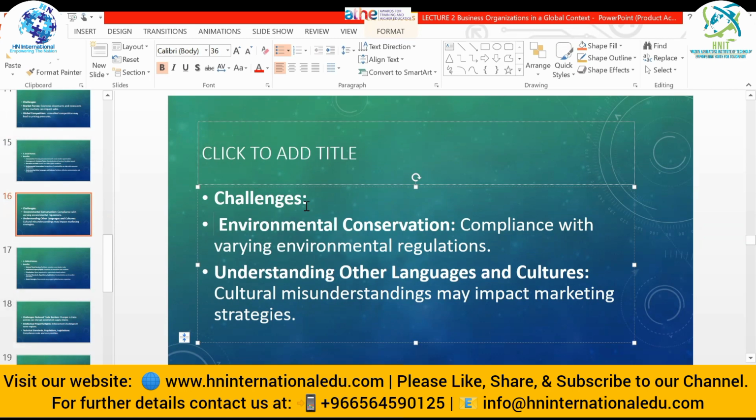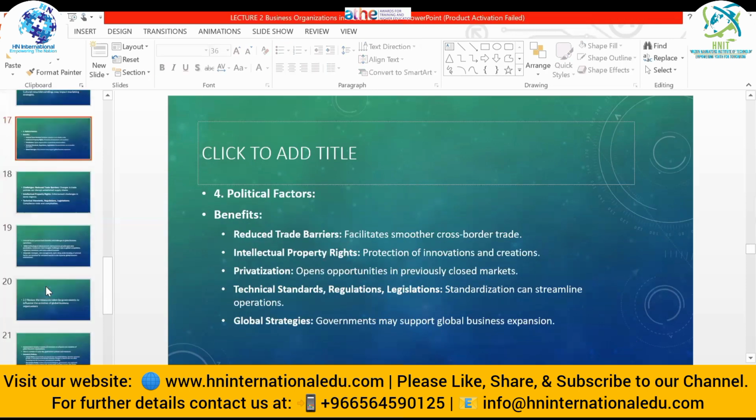That is again true. That is why it is always preferred, if I talk about the Germans, they always prefer those people who are excelling in the German language. The public universities are free, they hire more people, the employment rate is higher for those foreigners who already know the German language. Then we have political factors, the benefits are reduced trade barriers.